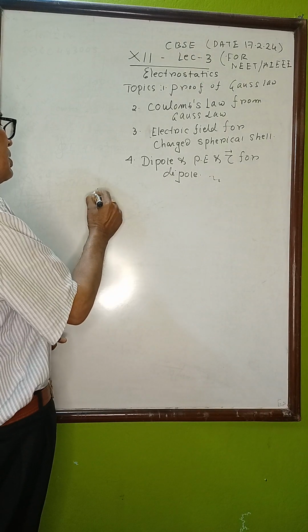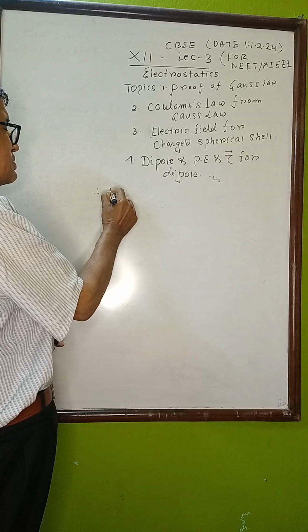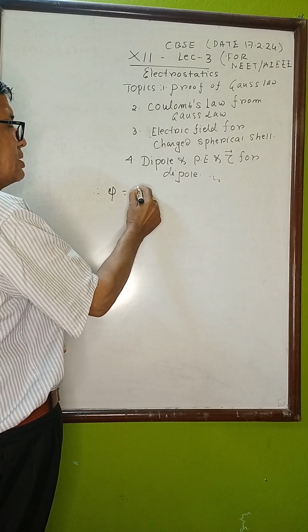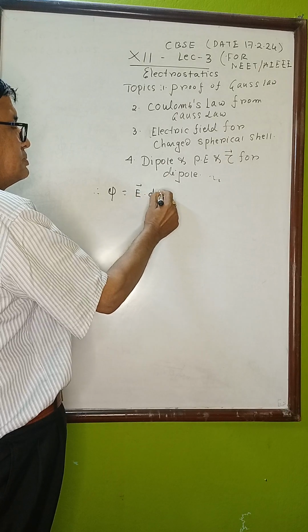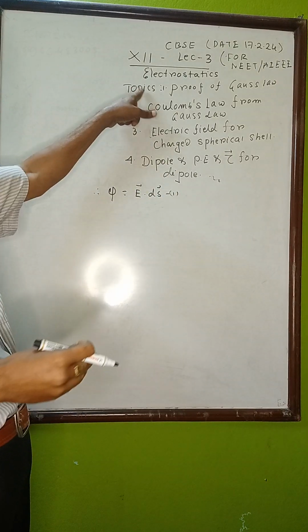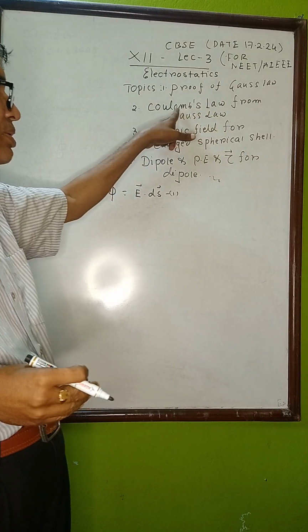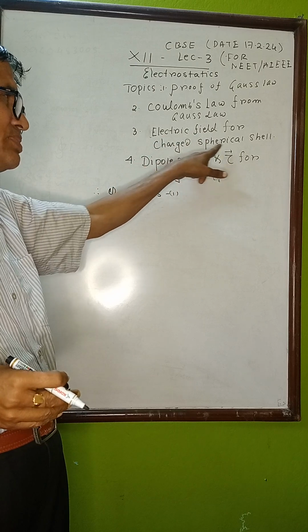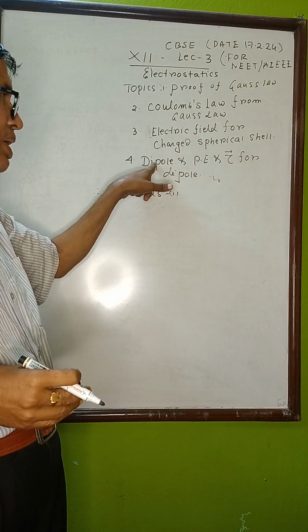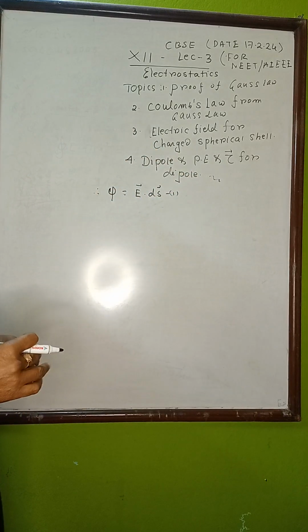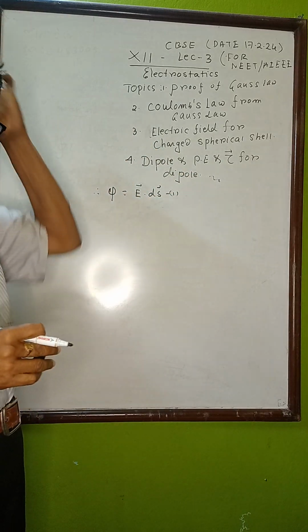Already I have told you, flux phi is given by E dot ds. These are the topics you write down: proof of Gauss's law, Coulomb's law from Gauss's law, electric field for charged spherical shell using Gauss's law, and dipole, potential energy, torque for dipole. Now first I shall introduce flux.